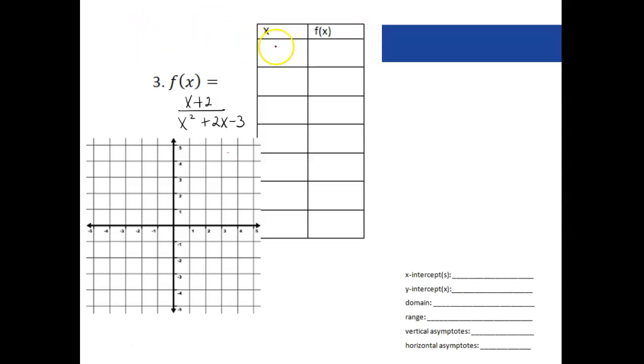All right, on this one, to find the x-intercept, we set the numerator equal to 0. So we see that our x-intercept is -2. So we only have one x-intercept on this one, -2, 0. Our y-intercept, we're going to find f of 0, which means we're going to plug 0 into all this. When I plug 0 in, I'm going to have 2 over -3. So my y-intercept is 0 and -2/3.